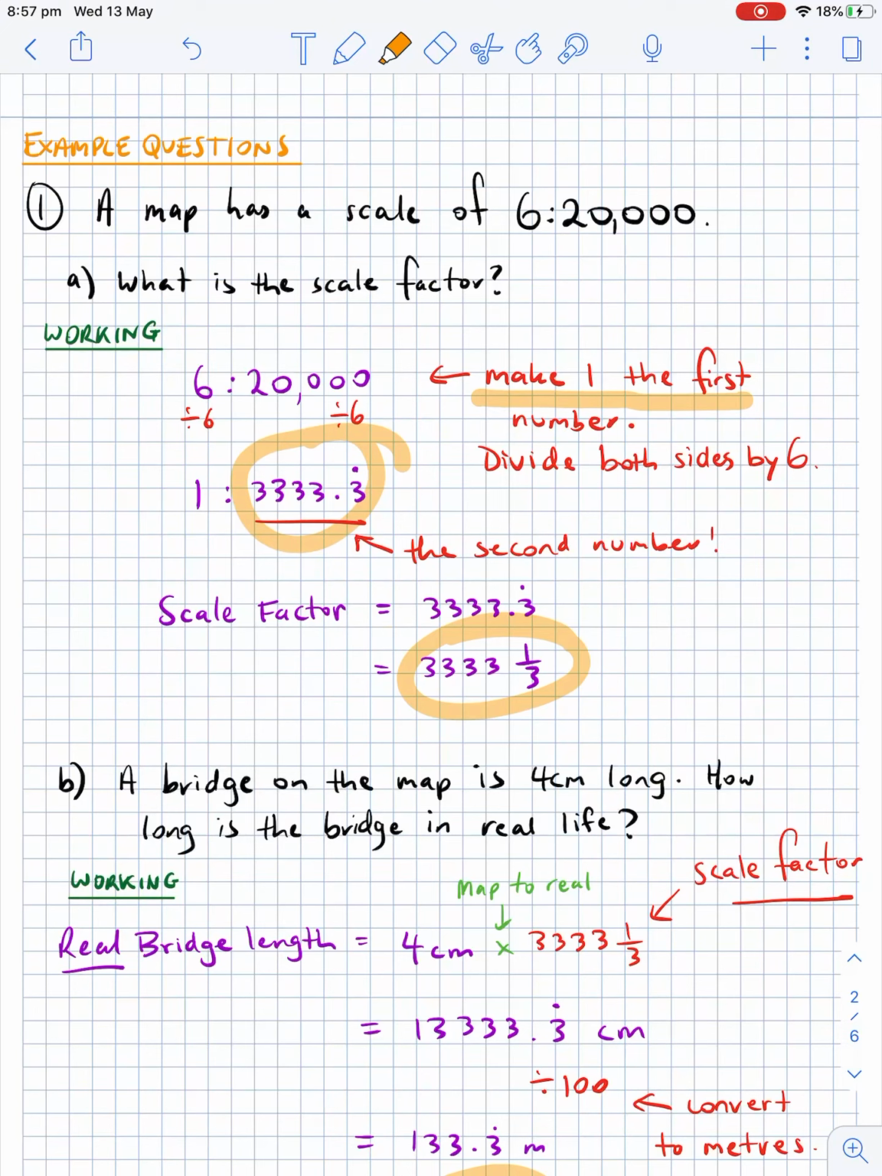Now, this second number here, that is going to be your scale factor. And I've converted that into a mixed numeral. It looks a little bit nicer than recurring decimals. So that is your final answer.